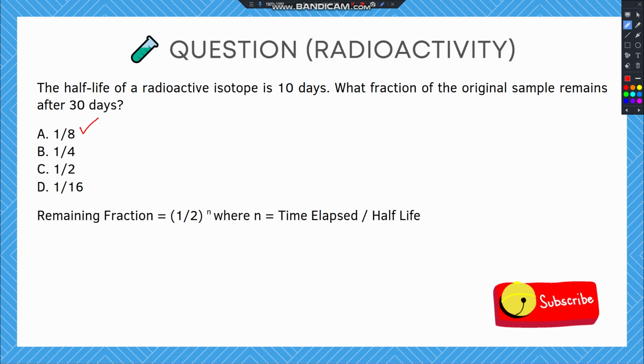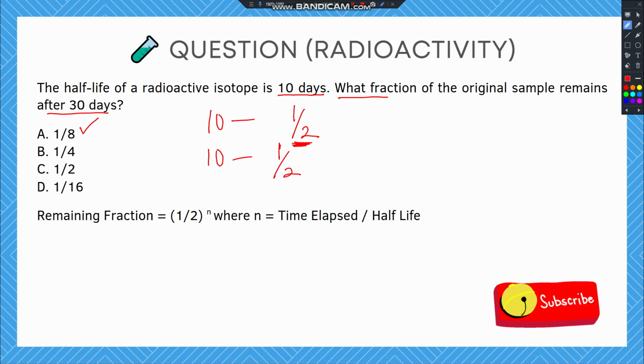And we can also solve it in another way. Now, what's that other way? Look at this. They said that the half-life of a radioactive isotope is 10 days. What fraction of the original sample will remain after 30 days? So, half-life simply means that after 10 days, what will remain is 1 over 2. So when another period of the half-life has elapsed, this 1 over 2 will reduce by half again. So that means after another 10 days, 1 over 2 will reduce by half.